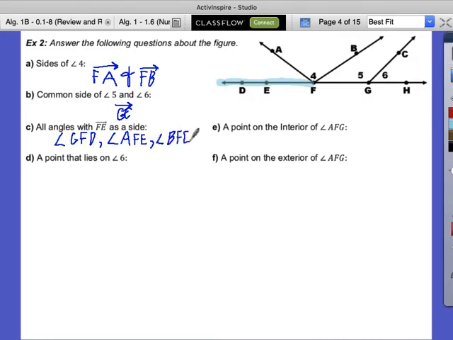Now, couldn't we also flip that around and say EFB? Sure. Couldn't we say DFB instead of E? Totally could.